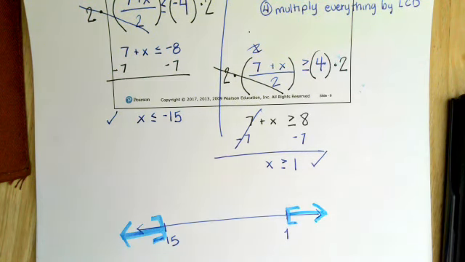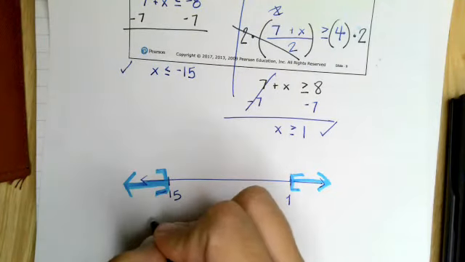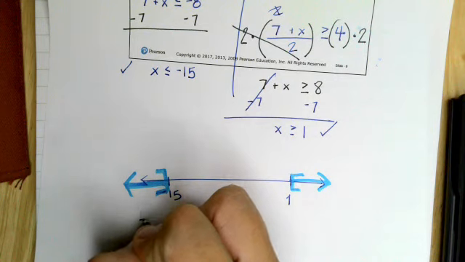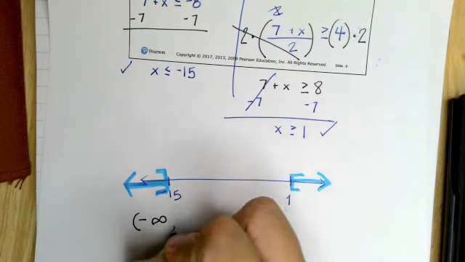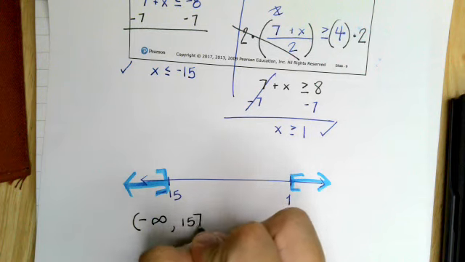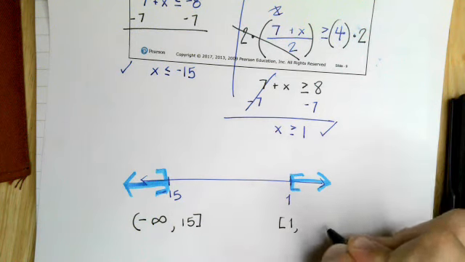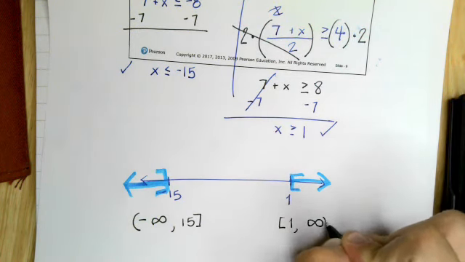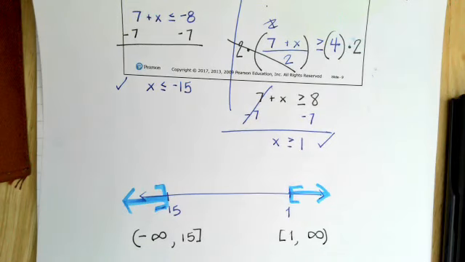Oh, almost forgot. This interval notation begins at negative infinity and ends at -15 and includes -15. So it begins at 1 and then ends at positive infinity. And positive infinity always gets a parenthesis. All right, and that is 2.7.